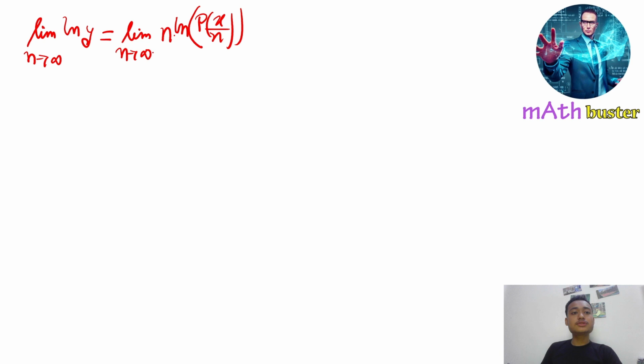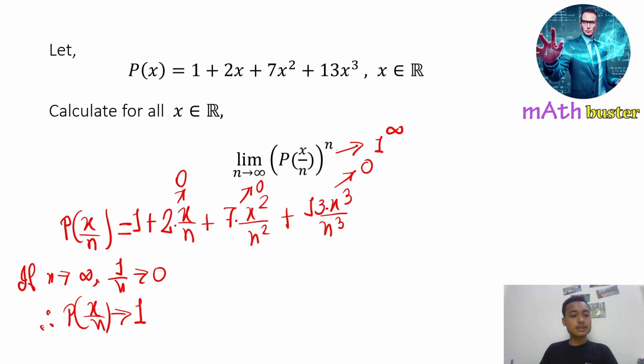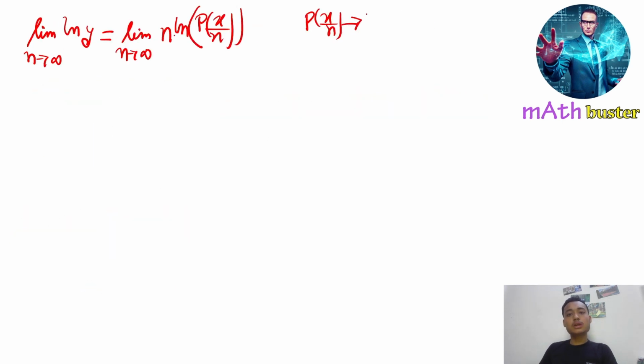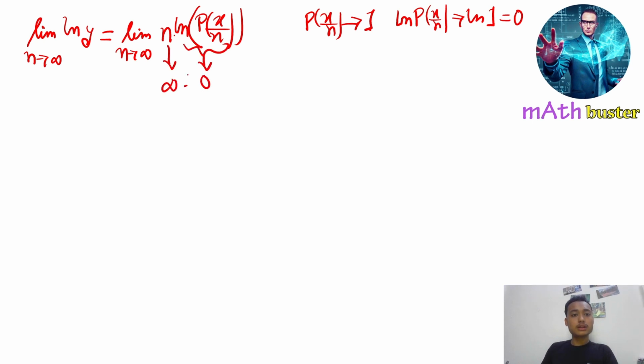Now as n tends to infinity, p of x by n tends to, as we saw in the first slide, 1. So this tends to 1. Then ln of p of x by n tends to ln of 1, that is 0. So when n tends to infinity, this term tends to 0 and this term tends to infinity. Now, infinity into 0 is an indeterminate form.